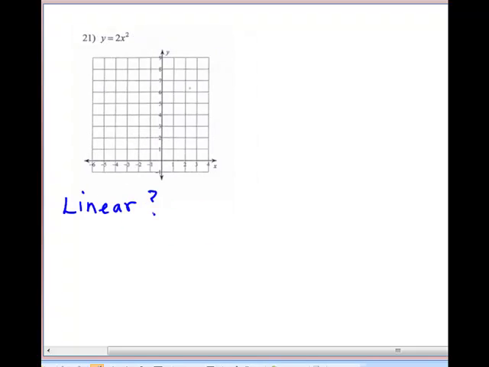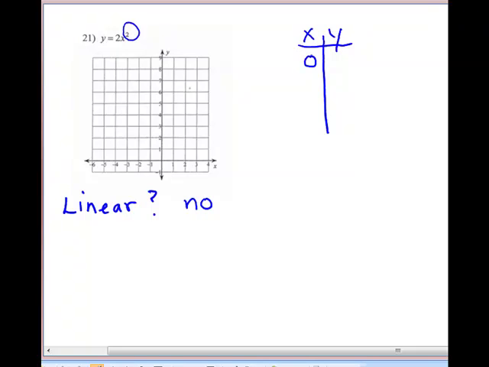The next question, 21, asks us, first of all, is this function linear? It is not linear because of the exponent. The exponent is 2. On the equation of a line, the exponents will be 1. So this is not linear. And they ask us to sketch the graph. This is going to be a parabola, but even if you didn't know that, you could use a little T-chart and pick some values. Now, because it's not a line, you're going to need more than 2 points.